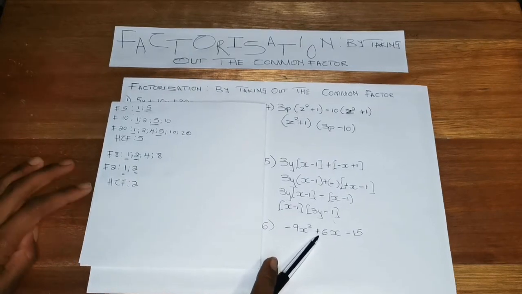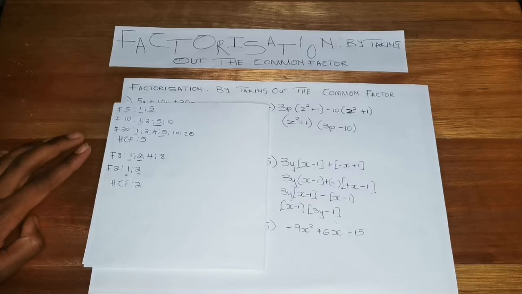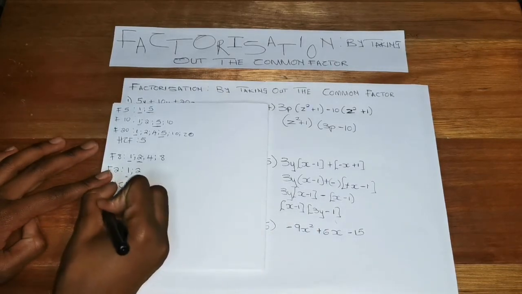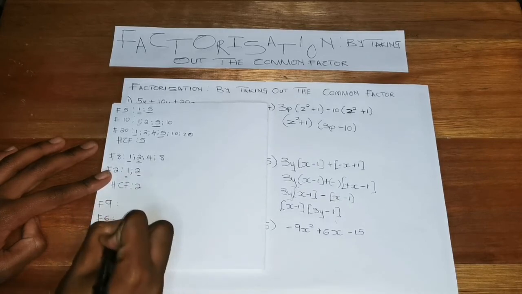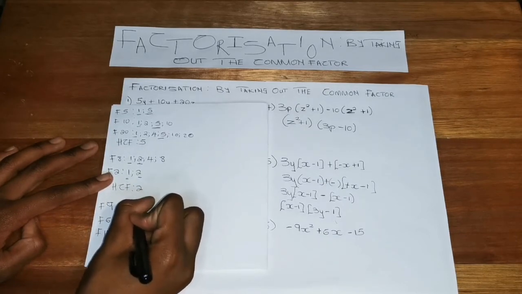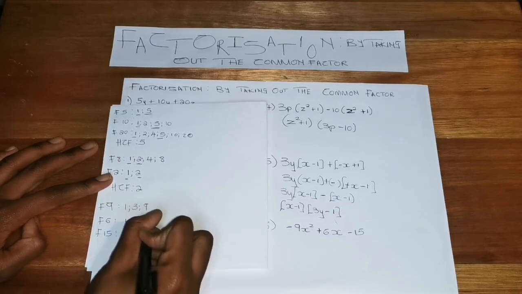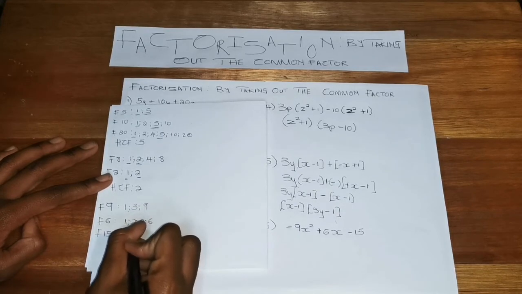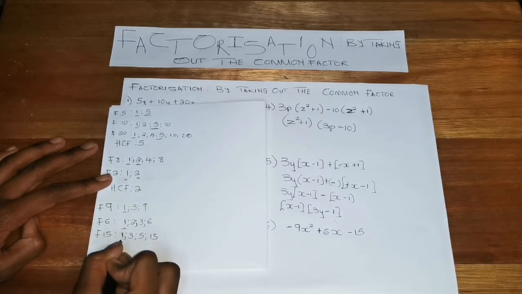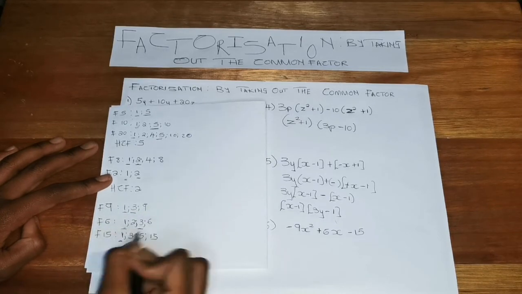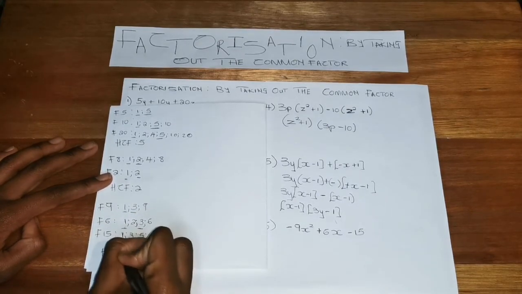We're going to first start with finding the highest common factor. Factors of 9, factors of 6, factors of 15. What are factors of 9? 1, 3, and 9. Factors of 6? 1, 2, 3, and 6. Factors of 15? 1, 3, 5, and 15. What is common? 1 is common, 3 is common. But which one is the highest? HCF equals 3.